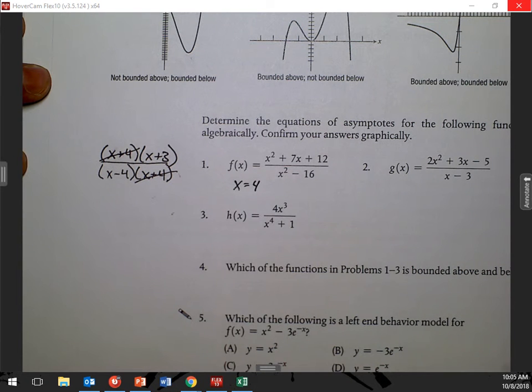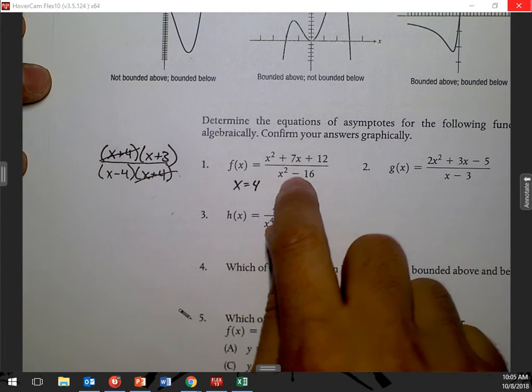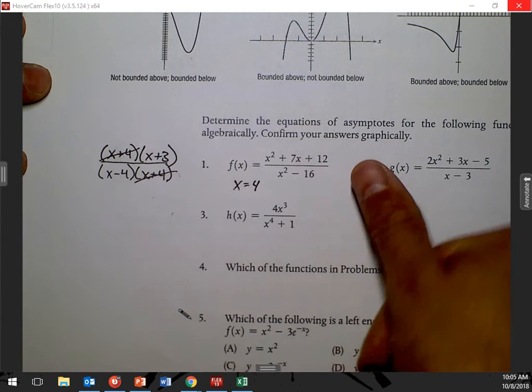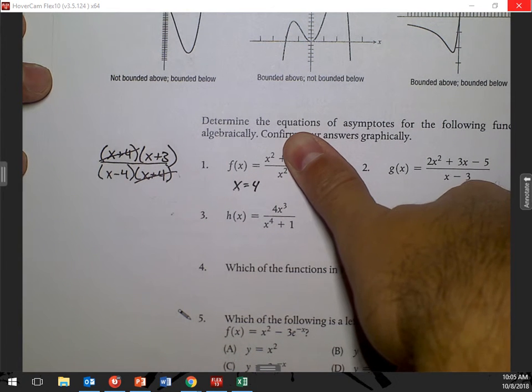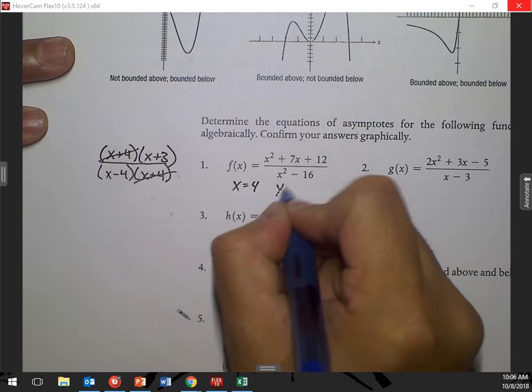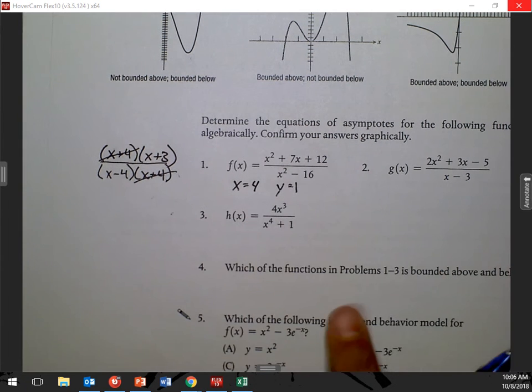And let's take a look. They're the same degrees, aren't they? What did they say about it if it's the same degree? Leading coefficient. So my horizontal asymptote is going to be y equals 1. Does that make sense?